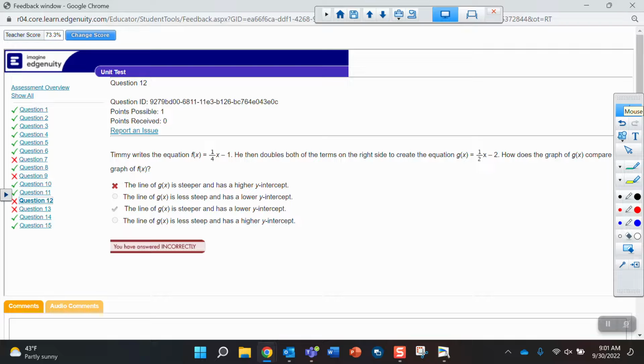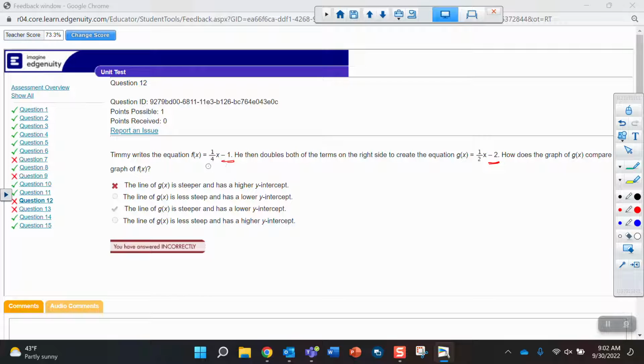Question 12 says, Timmy writes the equation f of x equals 1/4 x minus 1. He then doubles both of the terms on the right side to create the equation g of x equals 1/2 x minus 2. How does the graph of g of x compare to the graph of f of x? So we look at the y-intercept. The y-intercept here on g of x is lower.